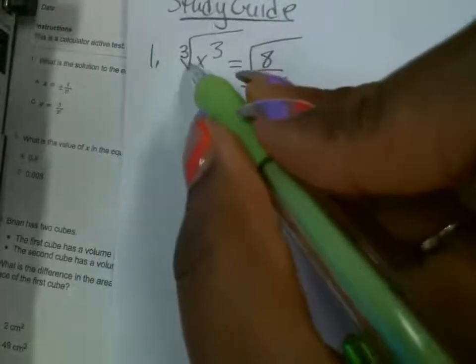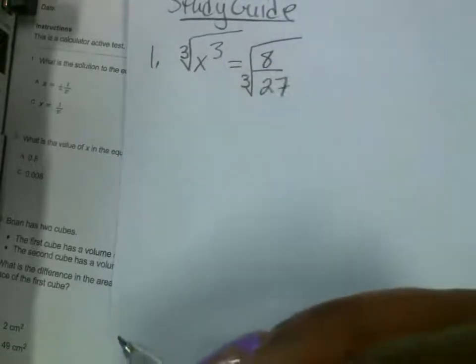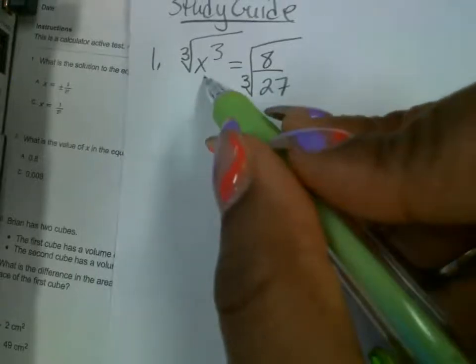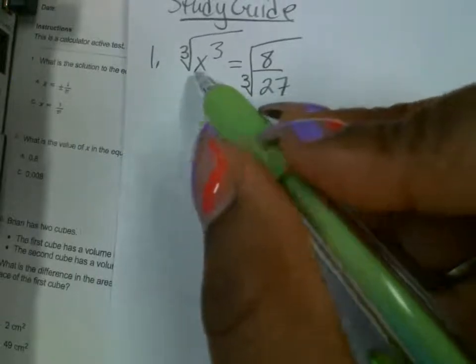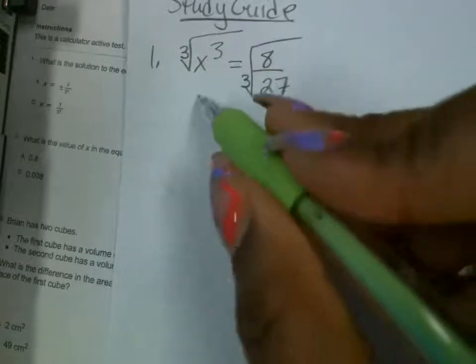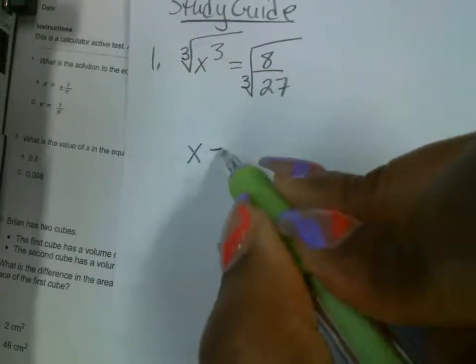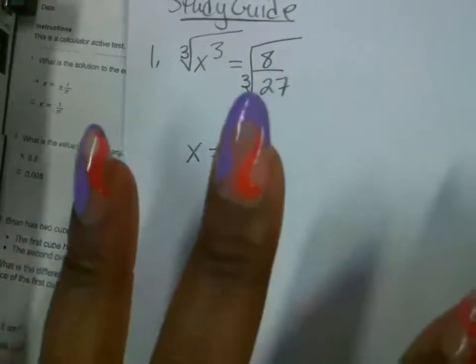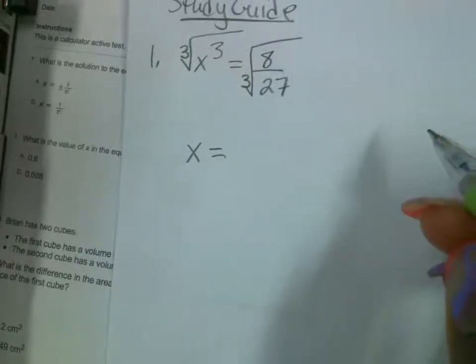When you find the cube root of x to the third power, that's the same as saying what number can be multiplied times itself 3 times to give you x to the third. And of course, it's x. X can be multiplied times itself 2 other times, a total of 3, to give you x to the third.